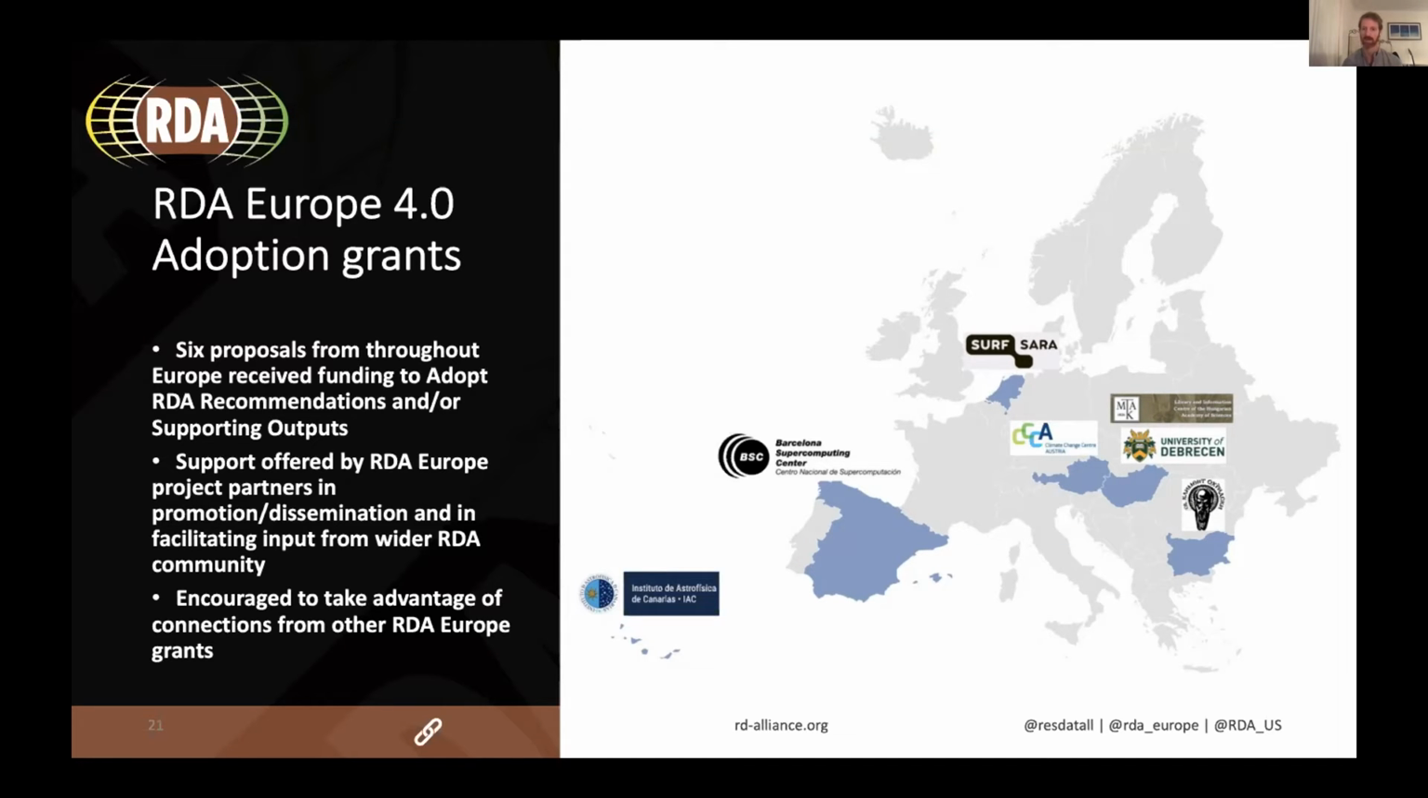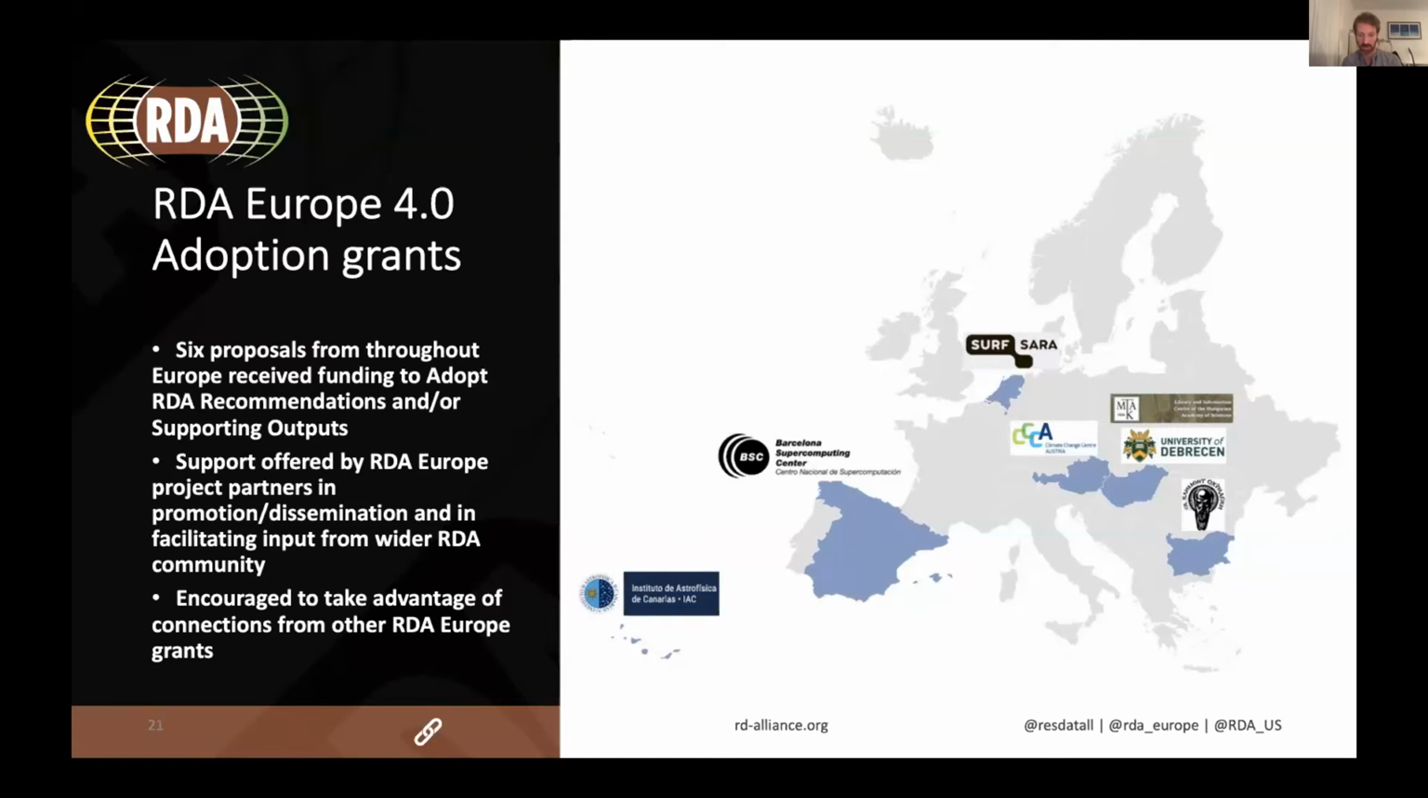So just to give a few examples of this, the adoption project, which was based in Hungary at the University of Debrecen and the Library and Information Center of the Hungarian Academy of Sciences, worked closely with the RDA national node in Hungary that was established during the project. Similarly, another one of the adoption projects was based at the Barcelona Supercomputing Center in Spain, and this organization was also the host organization for the RDA Spain national node.